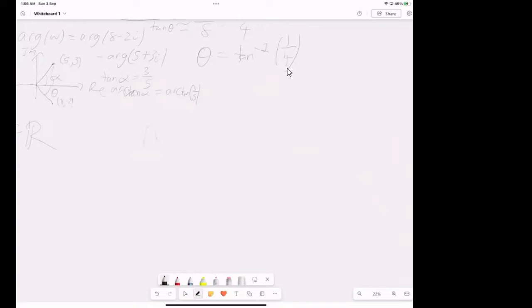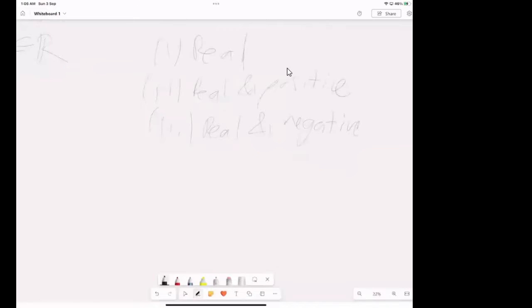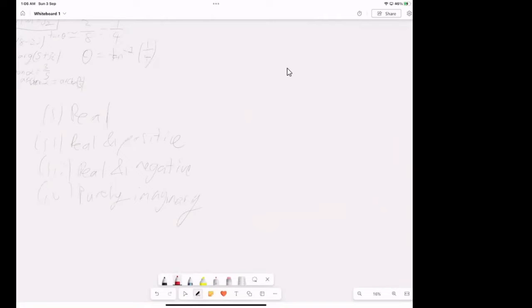So the first case is that we want something to be purely real. Something can be real and positive. Something can be real and negative. And the last case that I've seen is purely imaginary. So these are the 4 cases that we consider, the 4 kinds of questions that always come up. So the magic comes here. We use our Argand diagram again.